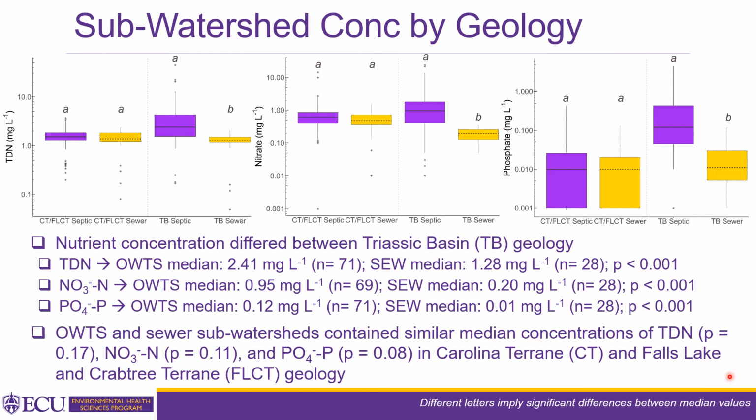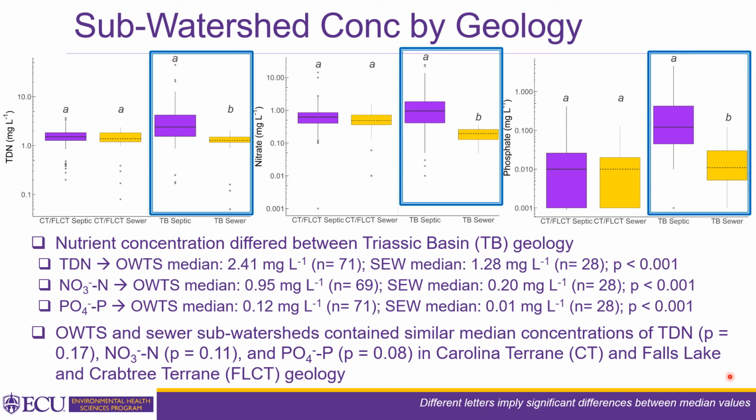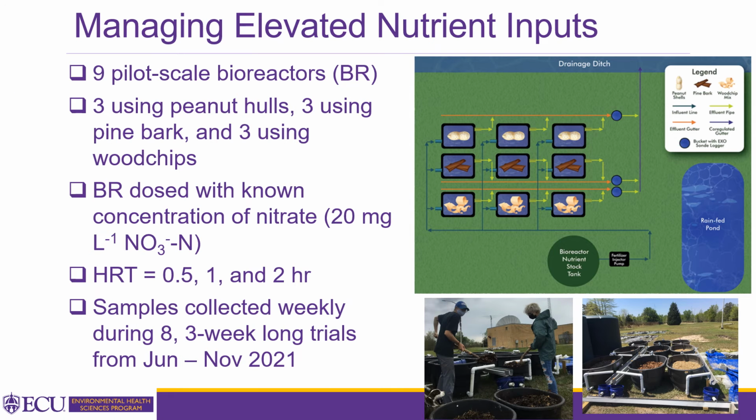So when we reclassify these subwatersheds by geological setting, we see a little bit of a different trend here. We still see significant differences between septic and sewer when comparing the Triassic Basin septic watersheds to the Triassic Basin sewer watersheds. Again, elevated concentrations of TDN, nitrate, and phosphate, which are significantly different. But when you look at the other geological settings, the Carolina terrain, the Falls Lake and Crabtree terrain, we don't see significant differences. The medians sometimes are a little bit elevated, but those differences, again, are not significant. So thus far, we've seen that areas with septic systems contained elevated nutrient concentrations at the lot and watershed scales.